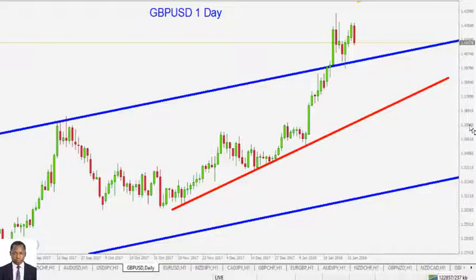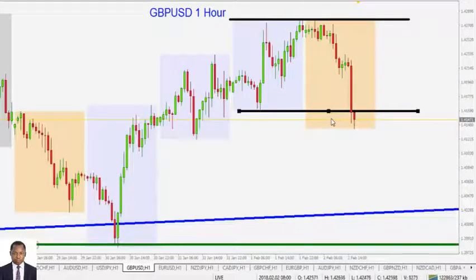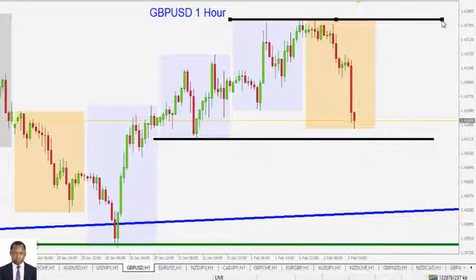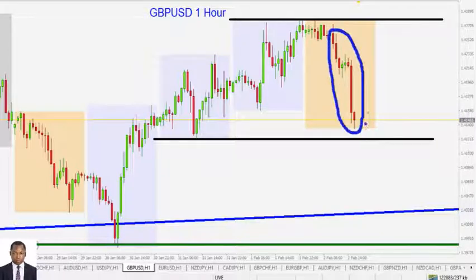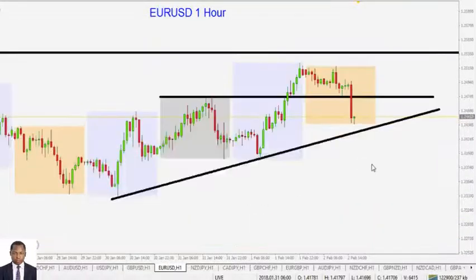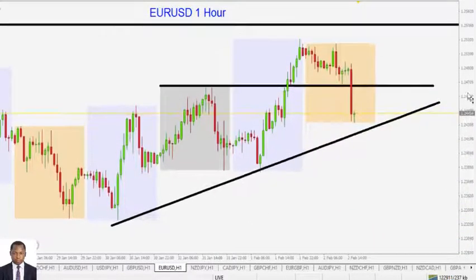All right, what else? No valid entry. Let's take this level as our next level of support. Don't blame yourself. You couldn't have taken any entry here. You didn't miss anything. It is better to even save your money and wait for the best trading opportunity. There's no need taking trades and having losses left, right, and center.